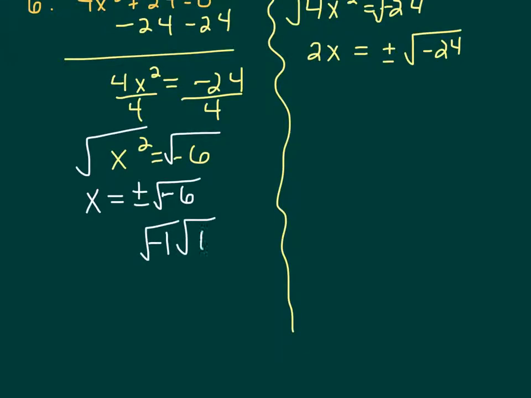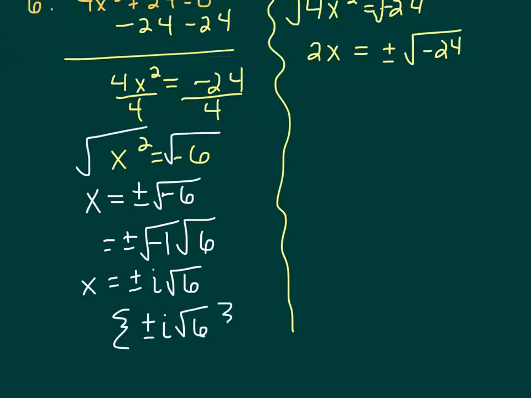So it's the square root of negative 1 times square root of 6. But the square root of negative 1 is I. So it's just plus or minus I square root of 6. So if it doesn't reduce, you still have to leave it under the square root and get the negative out. So final answer in solution sets: plus or minus I square root of 6.